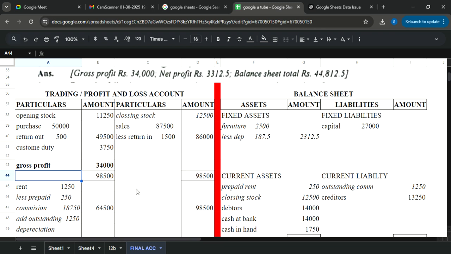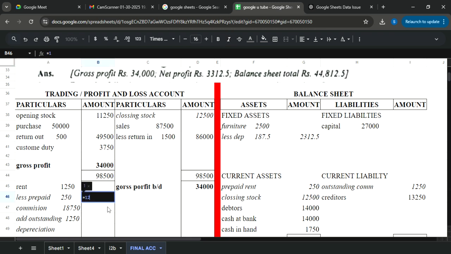Next step is to bring it down, and you will write gross profit brought down. Amount is 34,000. And now as you can see, these two amounts were just rough work, so you may delete it. Over here we will start our calculation for net profit.